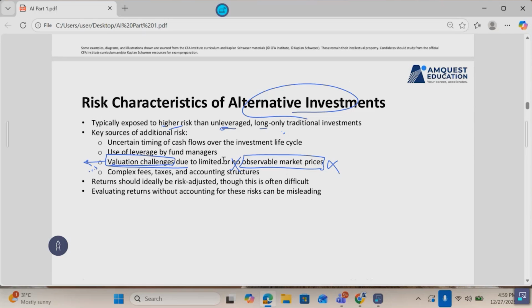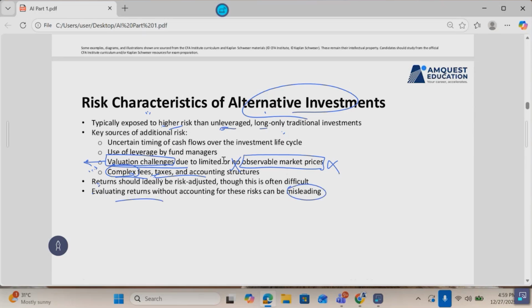Here, obviously, there are complex fees: high fees, high taxes, high performance fees, hurdle rate. All of that makes it very complex. Returns are not risk adjusted, because only this type of investment has a high risk. High risk should have a high return, obviously, but that's not being factored. That's why it looks like a good return, but actually it's a very low risk adjusted return. Evaluating returns without accounting for risk can be misleading.